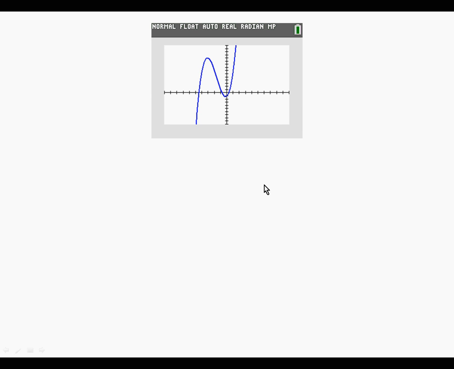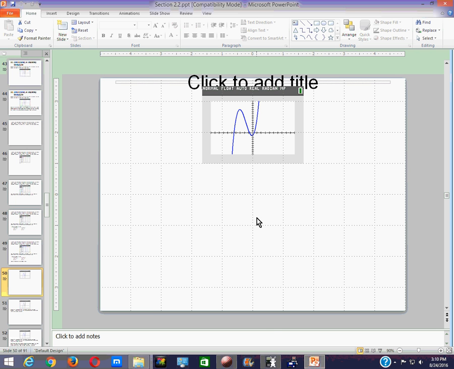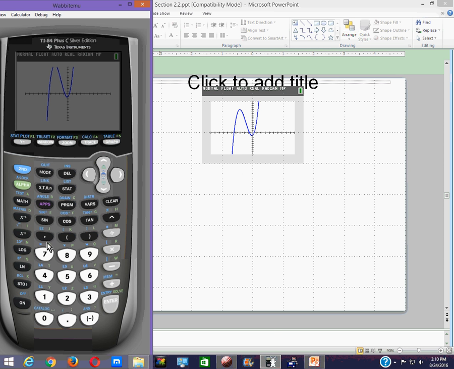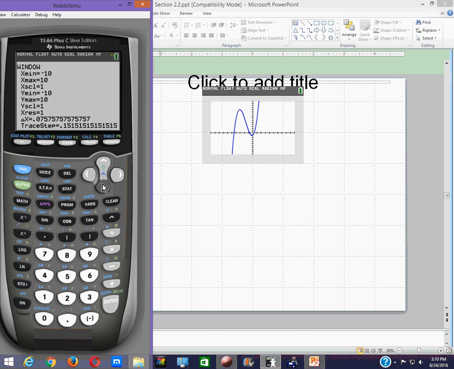Let me do it on this other calculator in case I want to play with it some. So let's see, all I did was change the y max. Changed it to 15. And then I graph.